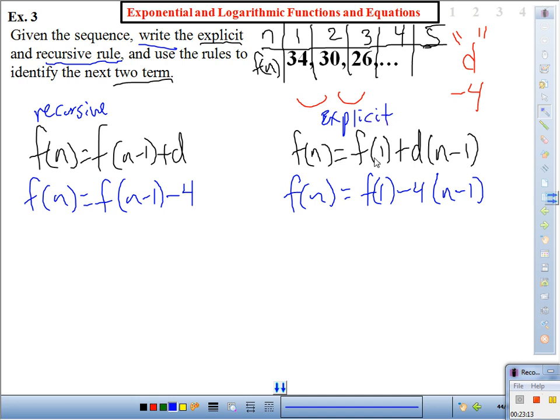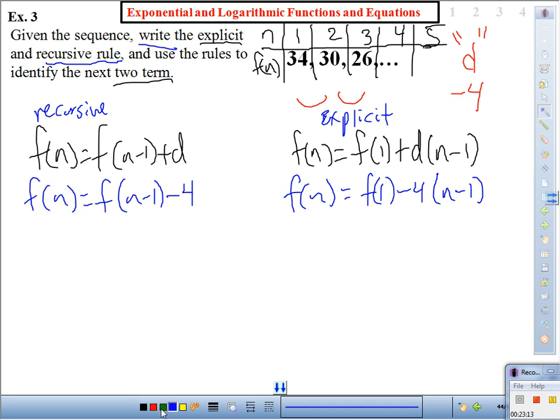All right. So, let's get to work. Which one do you want me to use? This one or this one? Recursive or explicit? Let's try the explicit. We haven't tried this one, have we? All right. So here we go.